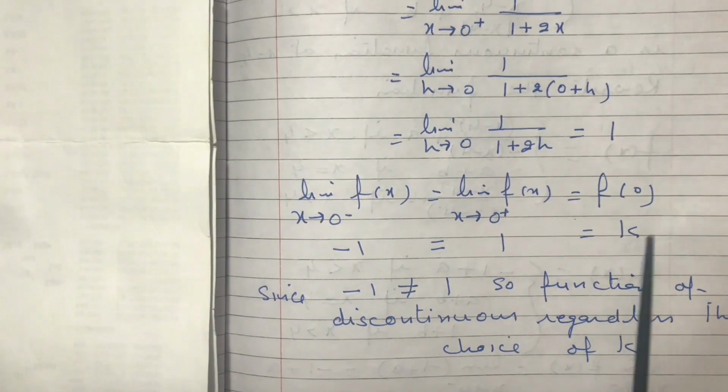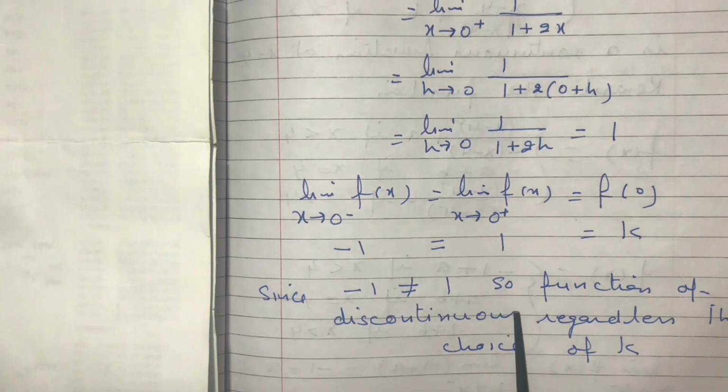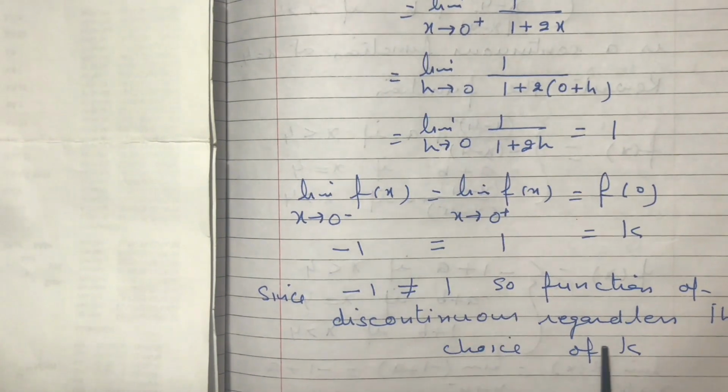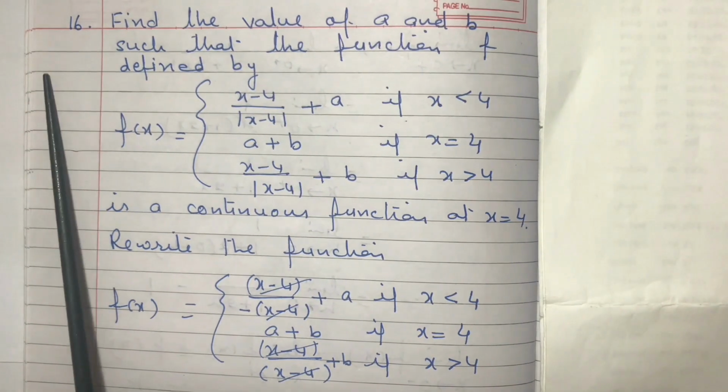आप k का कोई भी मान ले लो, ये फंक्शन आपका discontinuous रहेगा. So we can say, function is discontinuous regardless of the choice of k. Now this is question number 16.